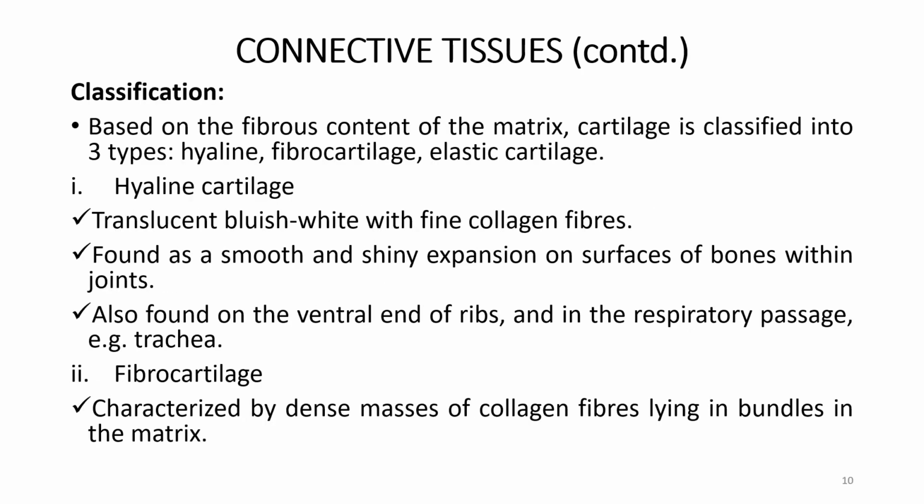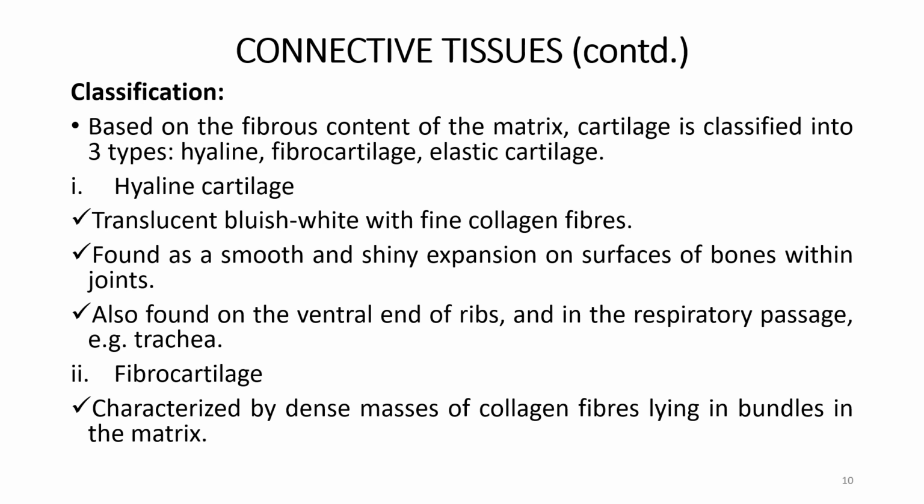How are they classified? Cartilages are classified based on their fibrous content. You could have hyaline, which is translucent, bluish white, with fine collagen fibers. You find that as smooth and shiny expansion of the surfaces of bones within joints. When you pick a bone, particularly the long ones, at the top you have a shiny, somewhat bluish surface. That should give you an idea of what I was talking about.